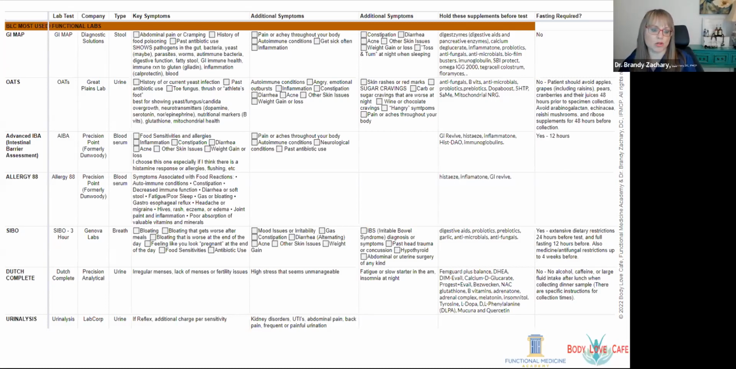It has some of our most commonly used tests on the left, which I just mentioned to you: the name of the lab test, the company that provides it, the type (stool, urine, blood, breath), some of the key symptoms that have you thinking this might be a helpful test, some additional symptoms, and some supplements that you want to avoid, because you might have patients coming in who are on something and need to stop before taking that test. Is fasting required? So there's an example of that.